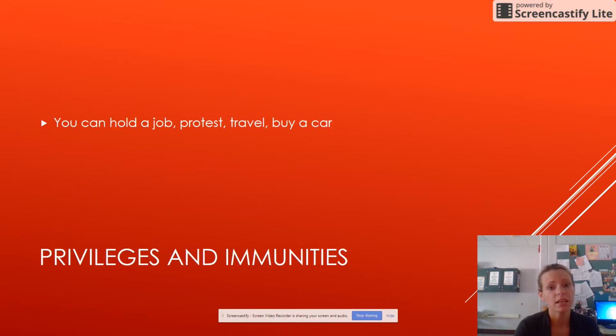All right, privileges and immunities. So if you have a privilege to do something in the state of Wisconsin, you have the same privilege to do it if you are from Illinois and come to Wisconsin. You can hold a job, you can protest, you can travel freely throughout the state, you can buy a car, you can go shopping. Whatever you would like to do, you have the same privileges and immunities that everybody else from that state has, even if you don't live there.